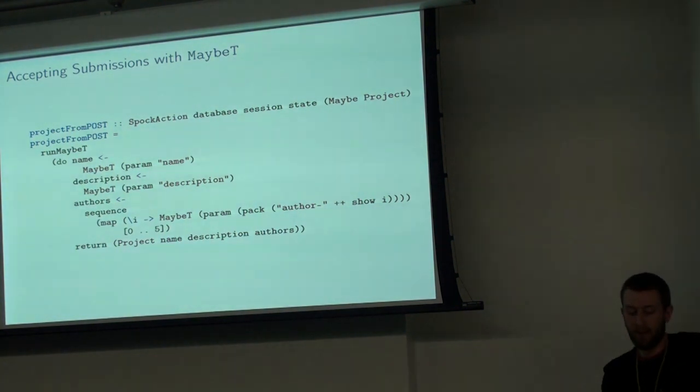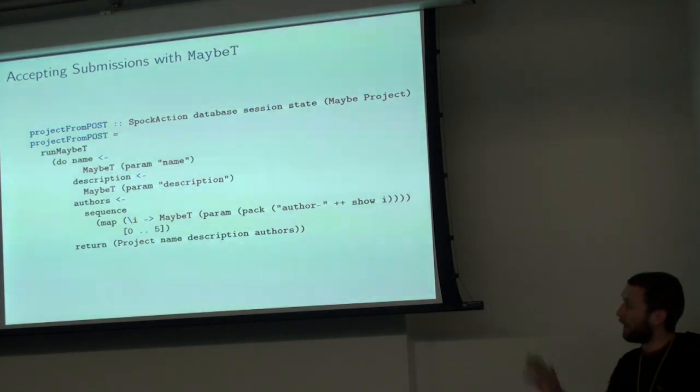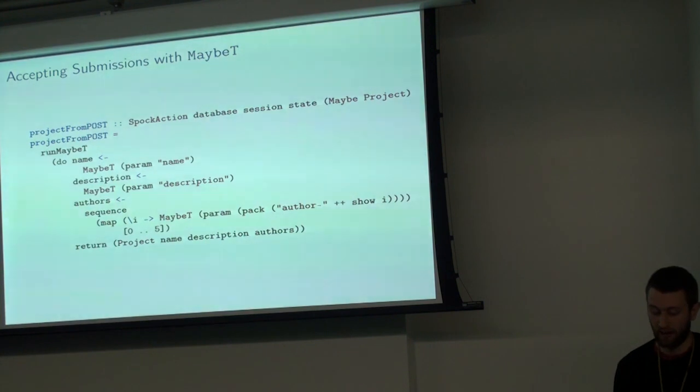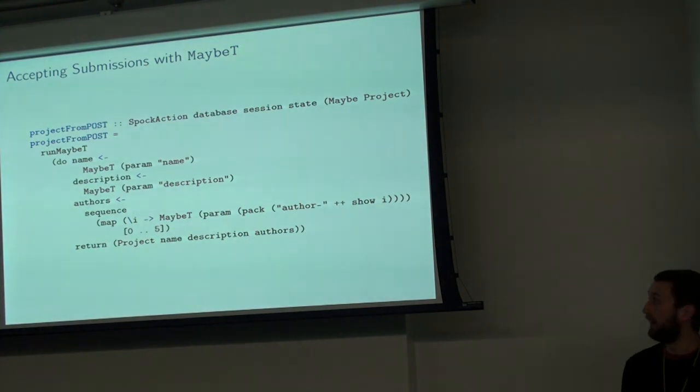MaybeT is probably a monad transformer that's well worth having a play at, in general, outside of this parameters and stuff. It's probably one of the more useful monad transformers that you will inevitably come across at some point. And I'm happy to take questions and walk through that outside this talk.